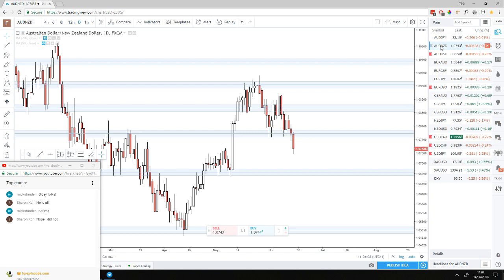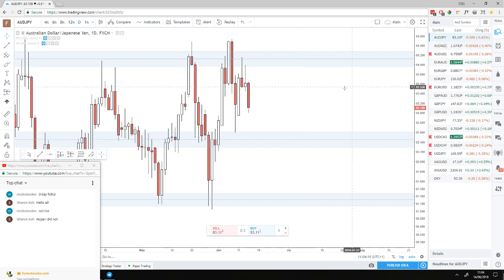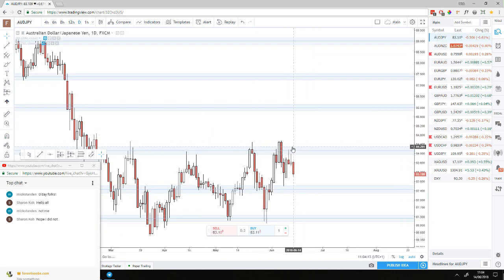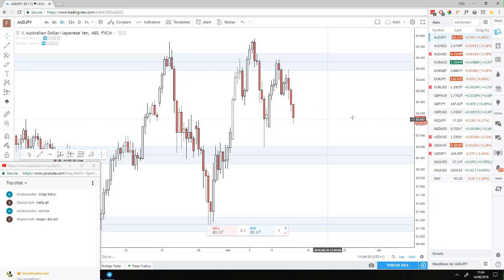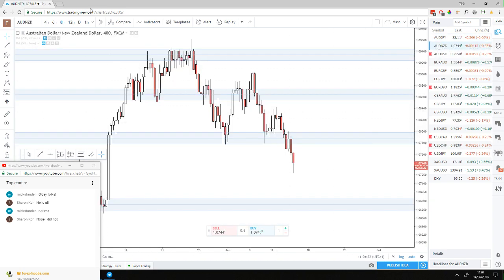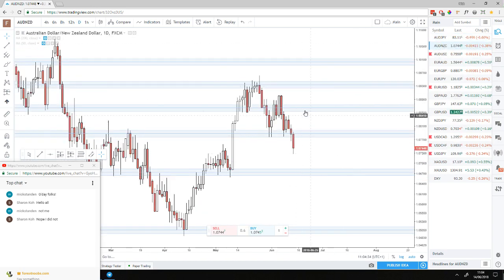So, AUD JPY, there's not really that much going on here. It's bounced away from this resistance area. I vaguely remember some people were in short on this one, weren't they? I think some people were short on this pair. Well, if you were, it's going well, so that's great. But there's no setup there right now. So let's go over to AUD New Zealand. AUD New Zealand is just continuing down through the support area, but there's no actual setup there.